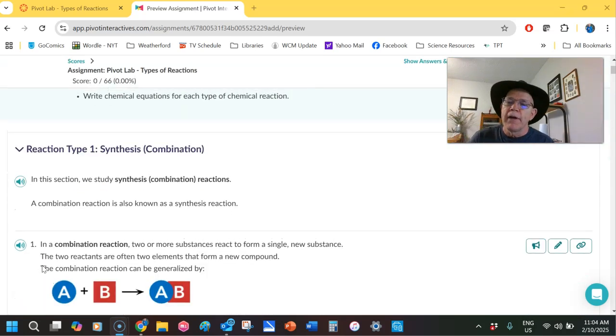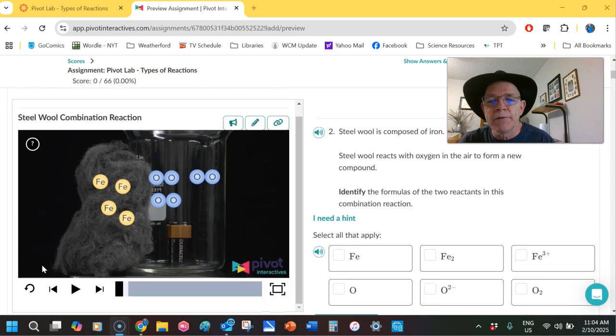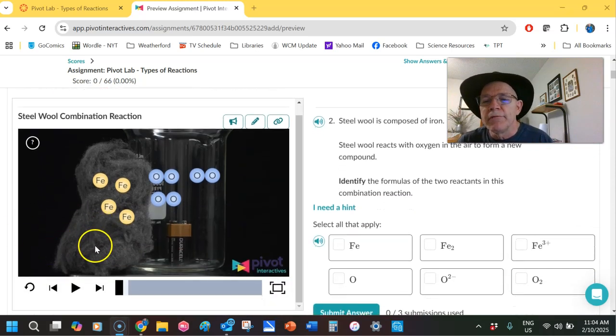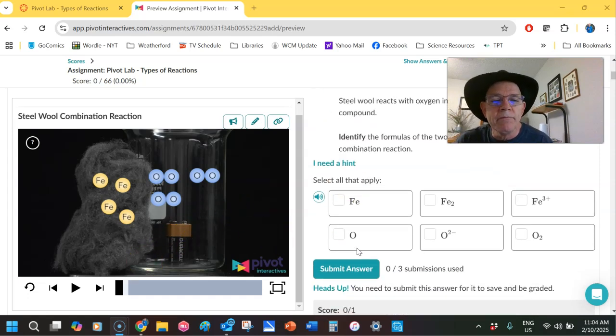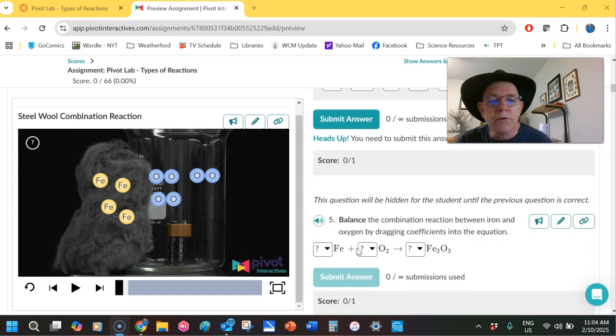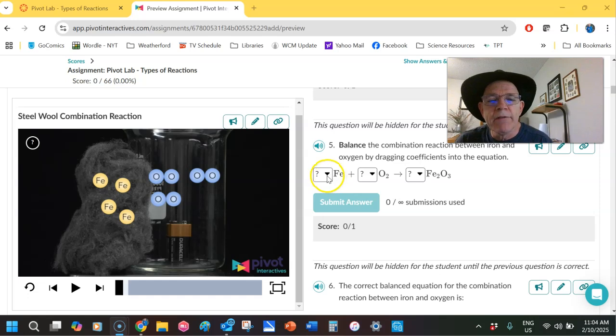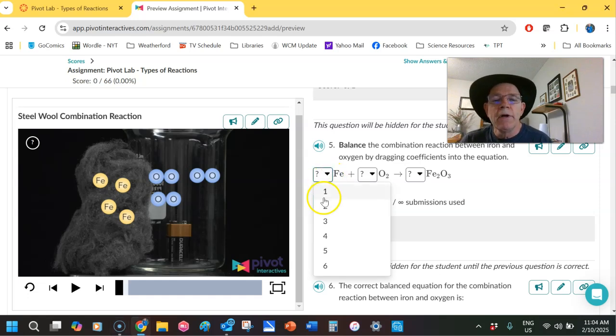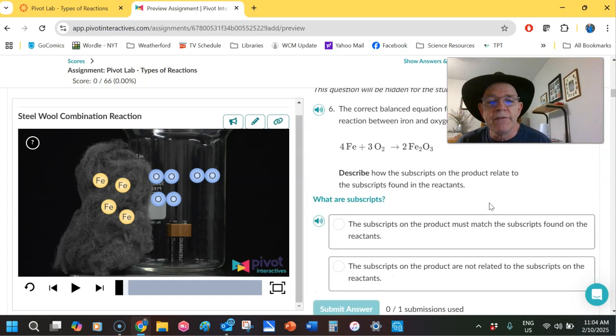All right, so the first type is going to be synthesis. They may call it combination, and I didn't go back and change it everywhere, just a couple places. Synthesis, or putting together. When the elements are put together, they're going to give you a video. You're going to watch it with the battery here supplying the energy to make it happen instead of heat like we usually do. Then they're going to ask you some questions about what happened during that reaction. If they have a number to the left of the symbol, that means they're going to want you to balance it and put the coefficients in there.